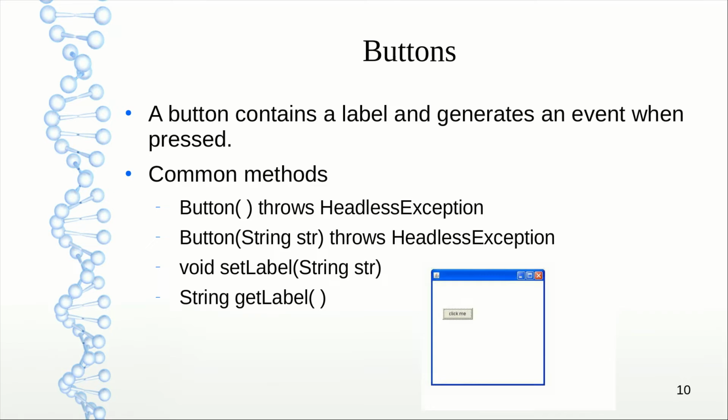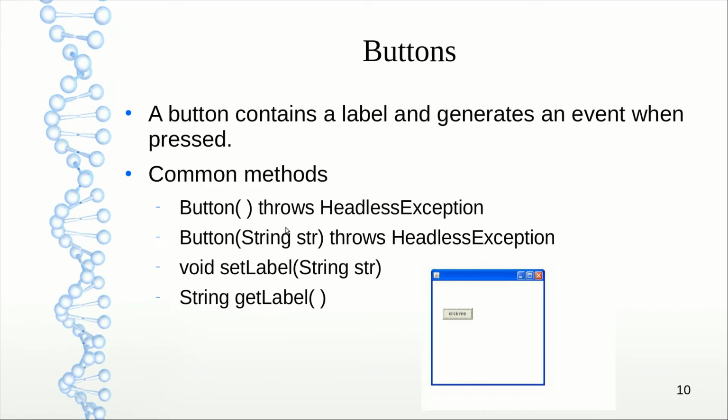We have some methods associated with the button control. We have two constructors available. The first is button with no parameter at all, and the second is button with a string passed as the parameter. In the first constructor, a button with no label is created, and in the second one, a button with the label which is set as the parameter string passed to the constructor will be created.